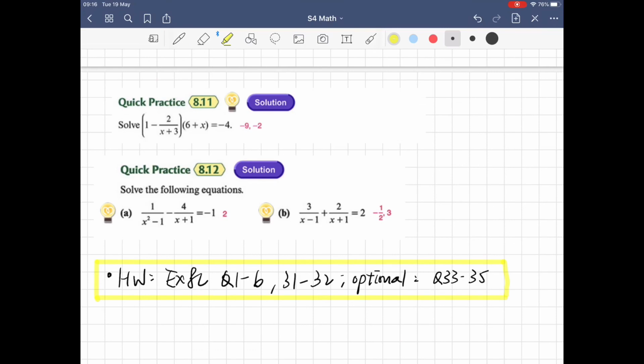So for the remaining time, please help me to finish the Ch8.3 8.11 and Ch8.3 8.12 and the homework for today.